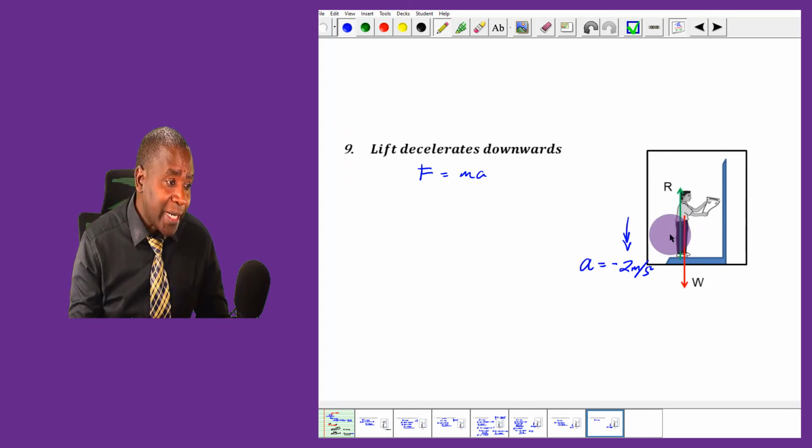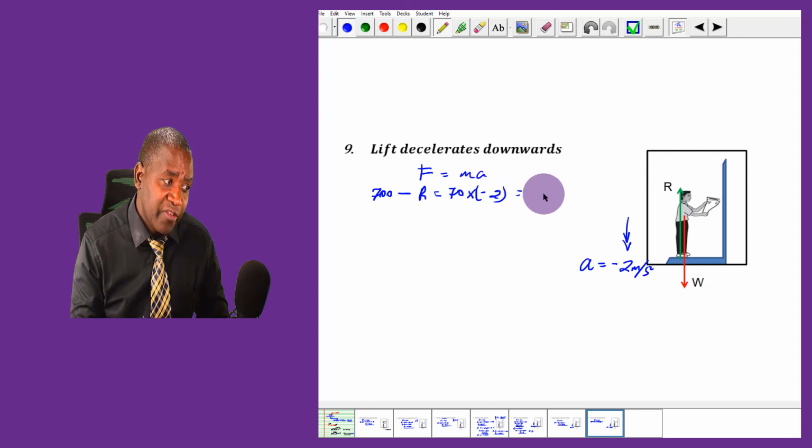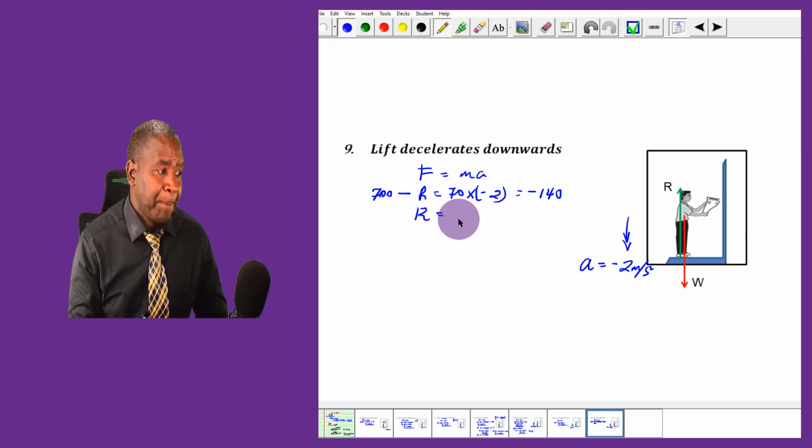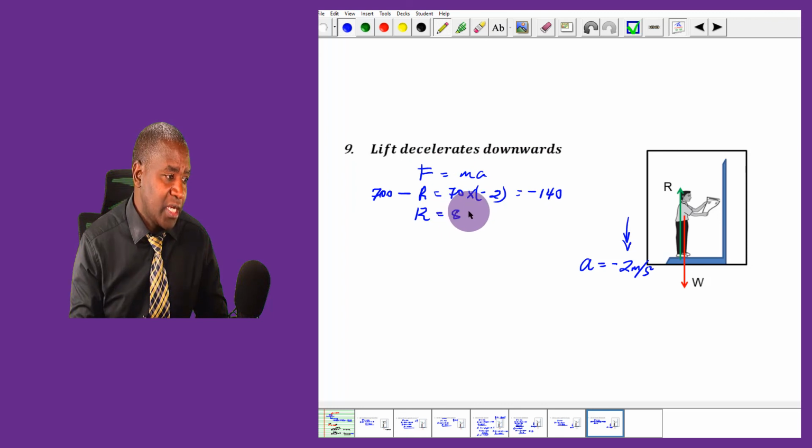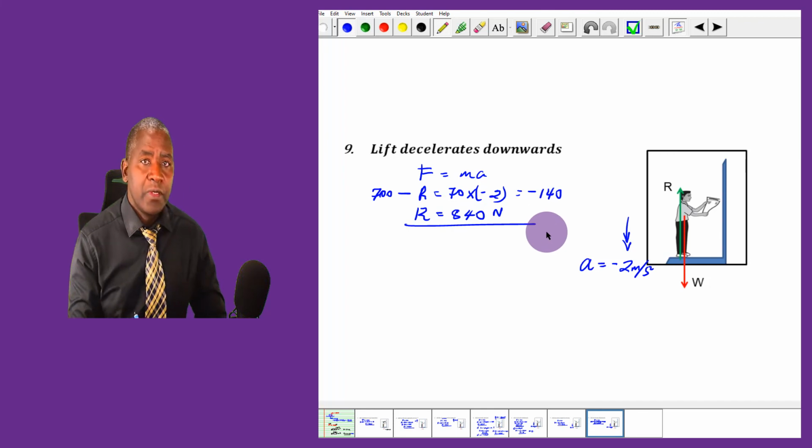So between R and W, which is bigger, it is W. So I write 700 newtons, which is W, minus R will be equal to 70 times minus 2. This will give me minus 140. When I rearrange, I find that this R will come to this other side, and this one will go to the other side. I'll have to add, I'll get R = 840 newtons.